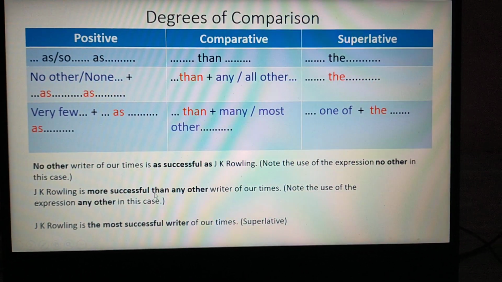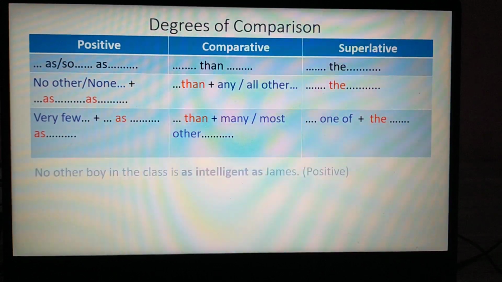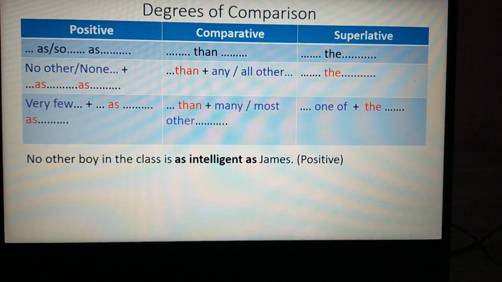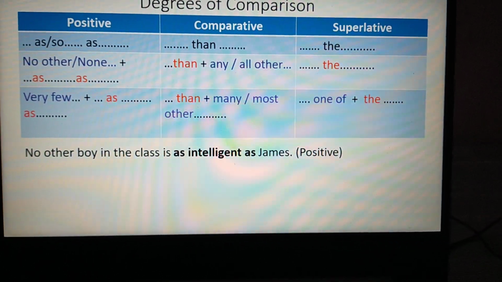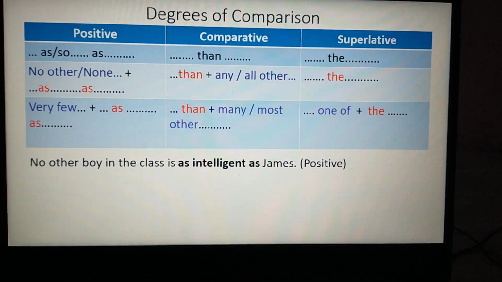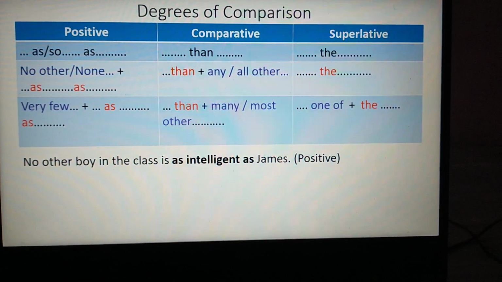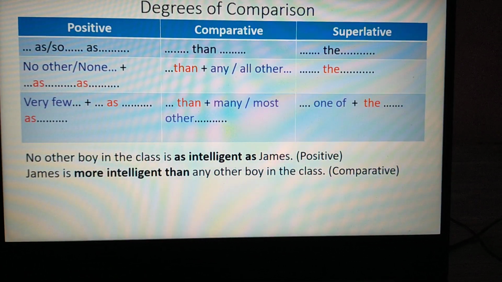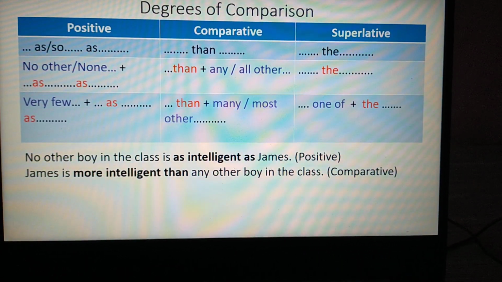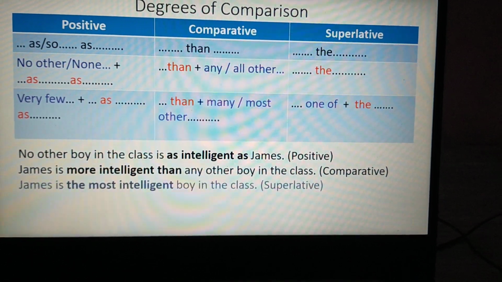Now let's see another example. No other boy in the class is as intelligent as James. Again the sentence is beginning with no other. In the comparative it will definitely be than any or all other. We can see that we have used than any other boy in the class. And in the superlative it will be very simple, just "the" before the superlative form.